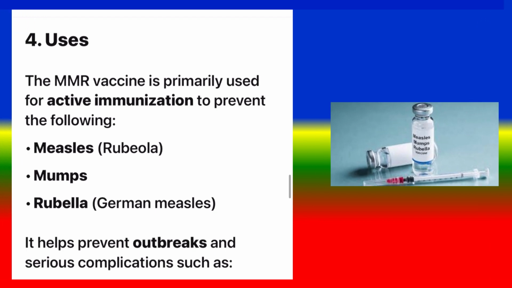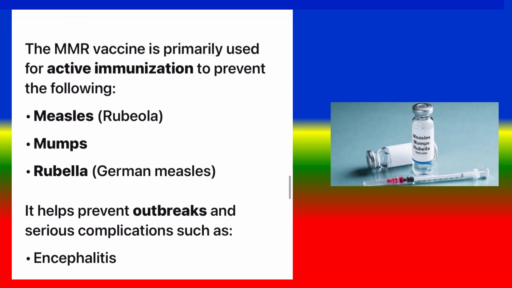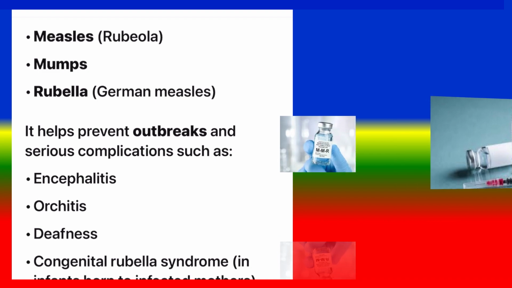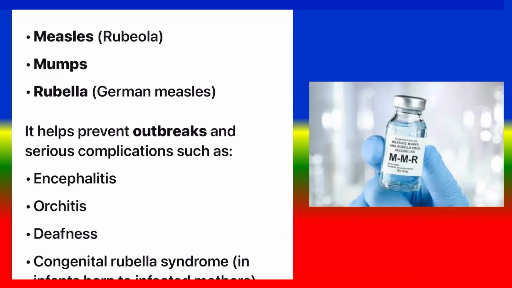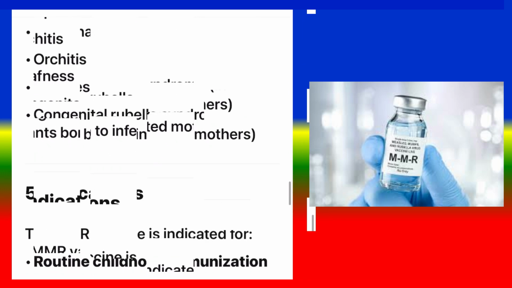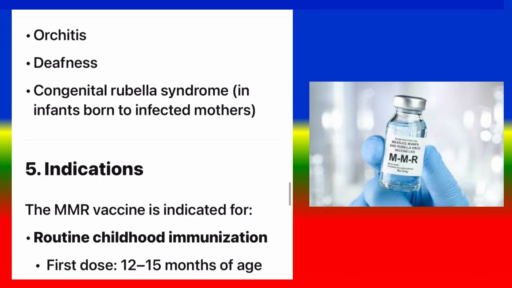4. Uses. The MMR vaccine is primarily used for active immunization to prevent the following: measles, mumps, rubella (German measles). It helps prevent outbreaks and serious complications such as encephalitis, orchitis, deafness, and congenital rubella syndrome in infants born to infected mothers. 5. Indications.